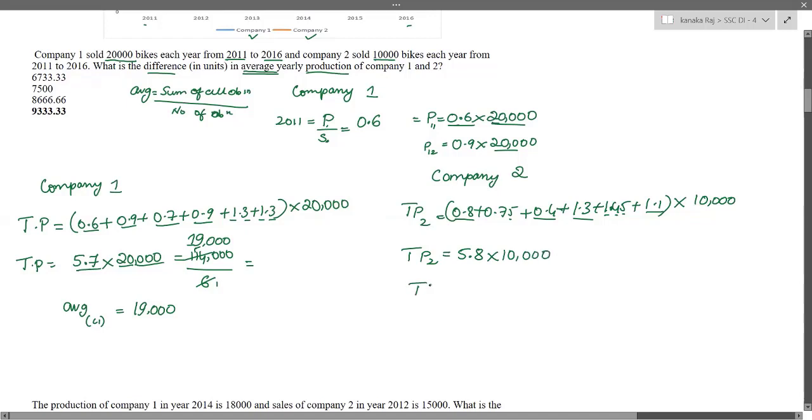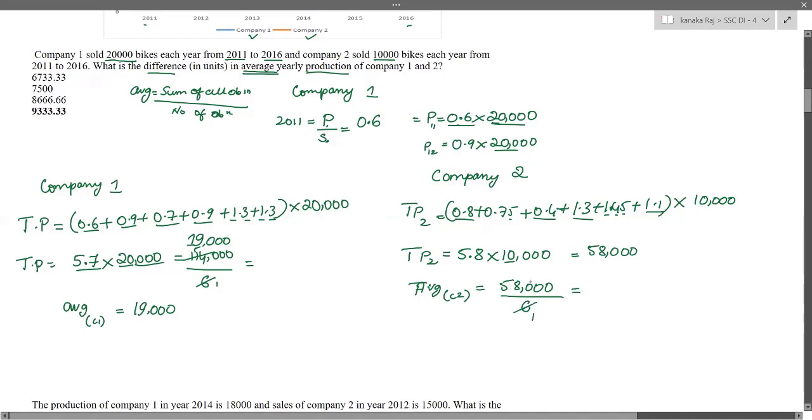So what will be the total production of company 2? It will be 5.8 into 10 gives me 58 and 3 zeros as it is. Now what do we need to find out? We need to find the average for company 2 as well. So what will be the average? 58,000 divided by, it is also calculated for the same 6 years. That is 58,000 divided by 6.